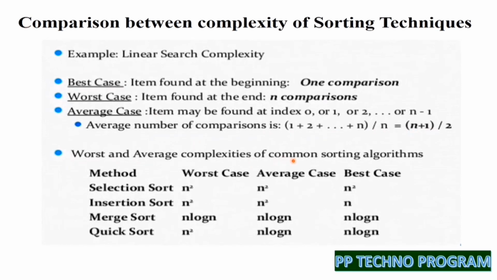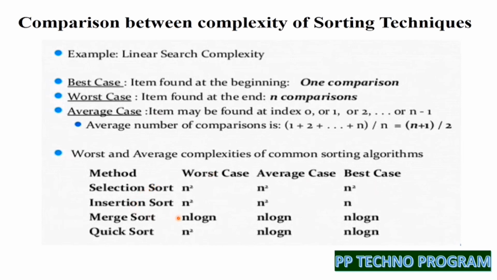Worst and average case complexity of common sorting algorithms are in this way. In this slide we have explained worst case, average case and best case. We have to remember these values because this is a very important part of data structures. For selection sort, worst case time complexity is n square, average case is n square and best case is also n square. You have to just remember it, okay?